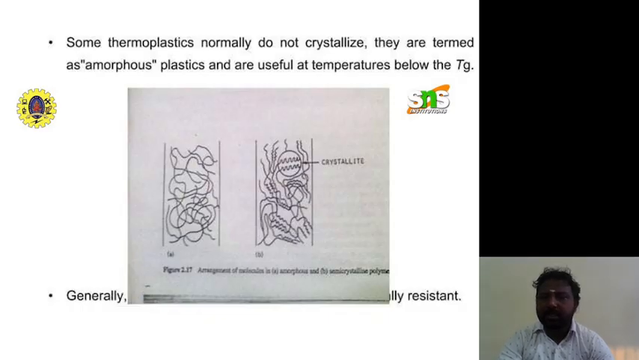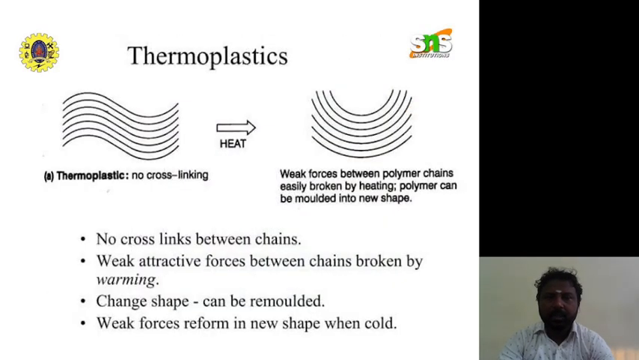Some thermoplastics normally don't crystallize. They are termed amorphous. Plastics are also useful at temperatures below the glass transition temperature. That is shown here.